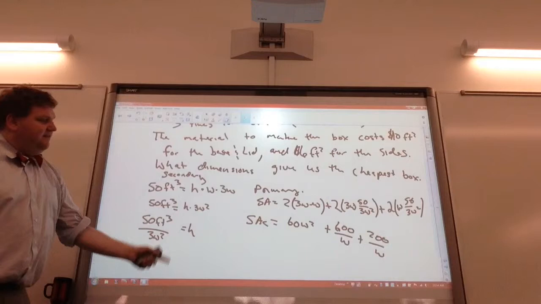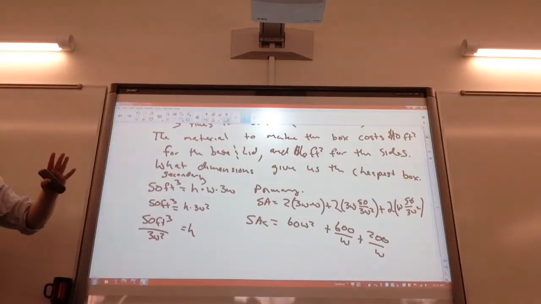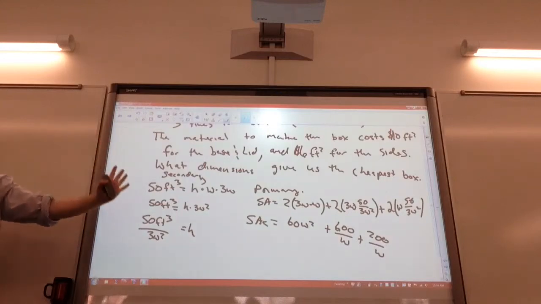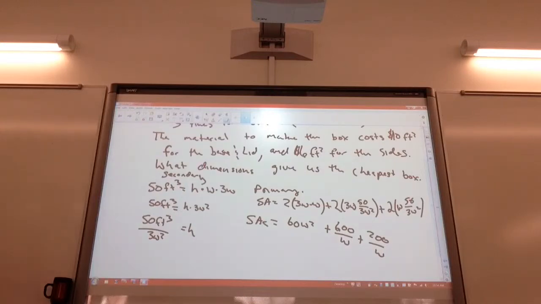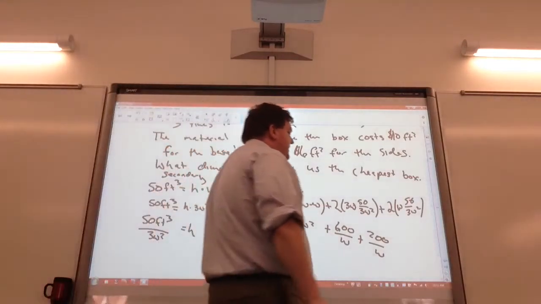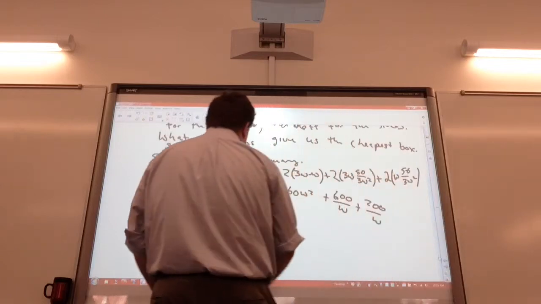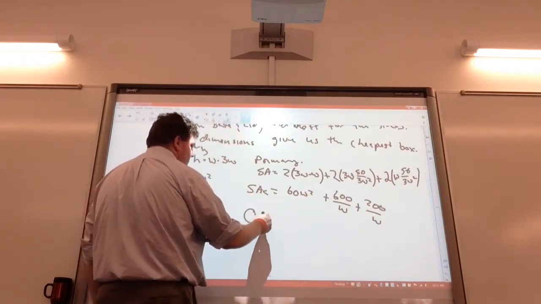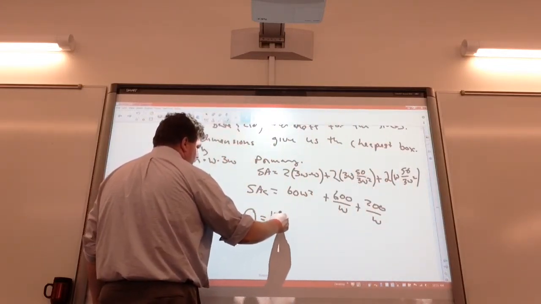So, that equation there, we finally derived the primary equation we need. This tells us the change in cost of the surface area. So, what am I going to do with that equation? Take the derivative, and set it equal to 0. So we'll say 0 is equal to 120W.